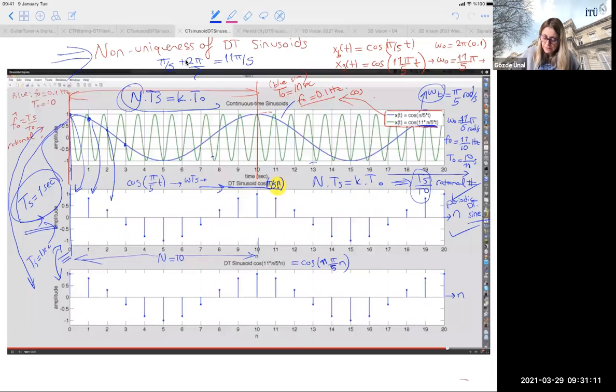That's why we typically try to state our discrete time sinusoids in the lowest frequency possible, because I know on top of 11 pi over 5, I can add one more 2 pi, and I know that I have 21 pi over 5, which is also the same sinusoid, okay?